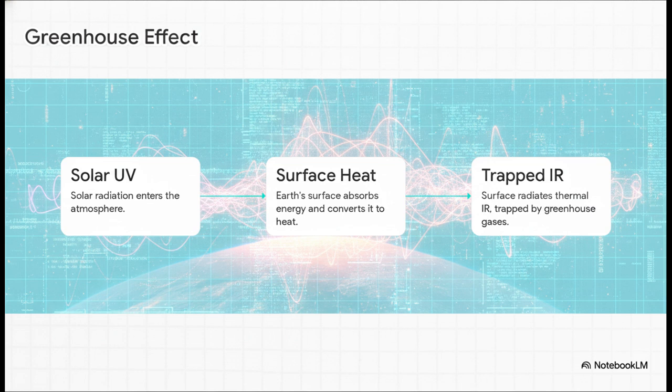But here is the real secret. The Earth doesn't radiate visible light back out into space. It converts it and radiates it outward as long-wavelength thermal infrared energy, basically heat. The key here is that wavelength shift.